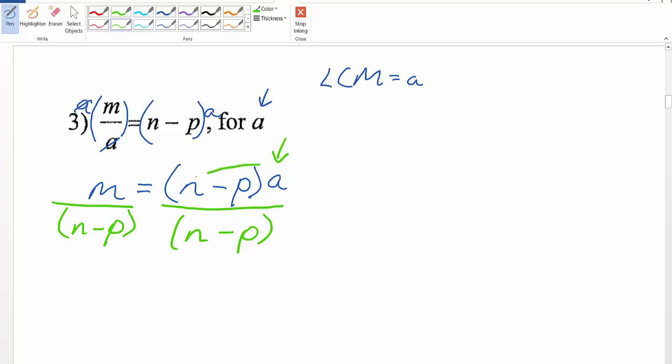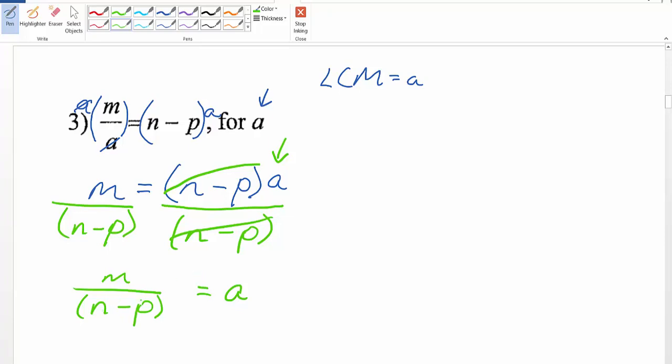Now, when we do this on the right side, things will just drop out nicely, the whole n minus p, leaving us with just our a, whereas on the left side we have m on top, all over, in parentheses, n minus p. Now at this point you don't even need the parentheses because the entire bottom would be seen as one set together. So you don't have to have the parentheses, it never hurts to have it, but yeah, you can if you want.